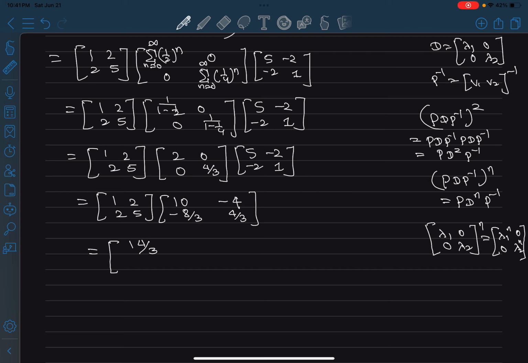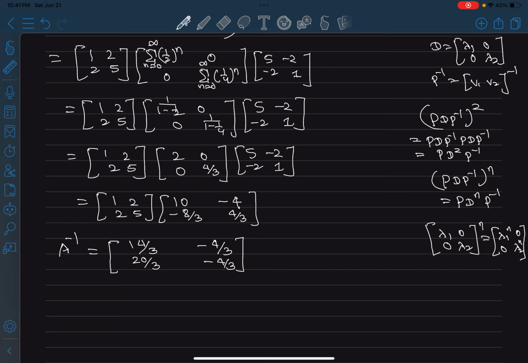And then the next is negative 4 plus 8 over 3, which is minus 12 plus 8, which is minus 4 over 3. Then this is 20 minus 40 over 3, 60 minus 40 by 3, which is 20 by 3. And the last one is minus 8 plus 20 by 3, which is minus 24 plus 20 by 3, which is minus 4 by 3. So yes, we get the inverse.